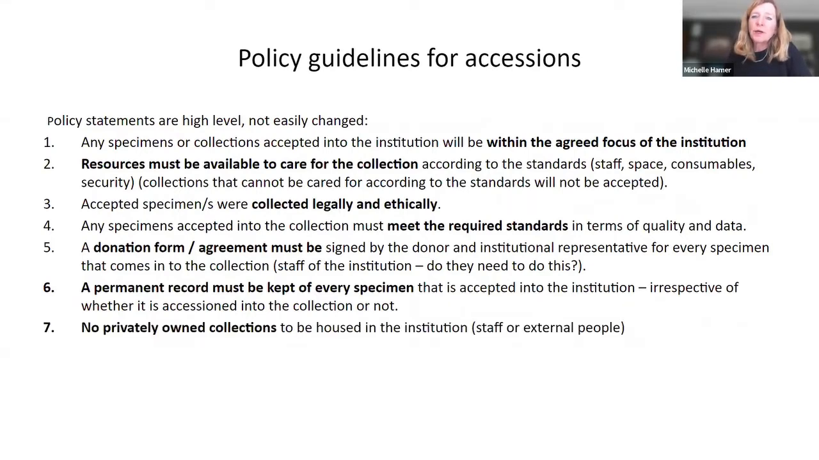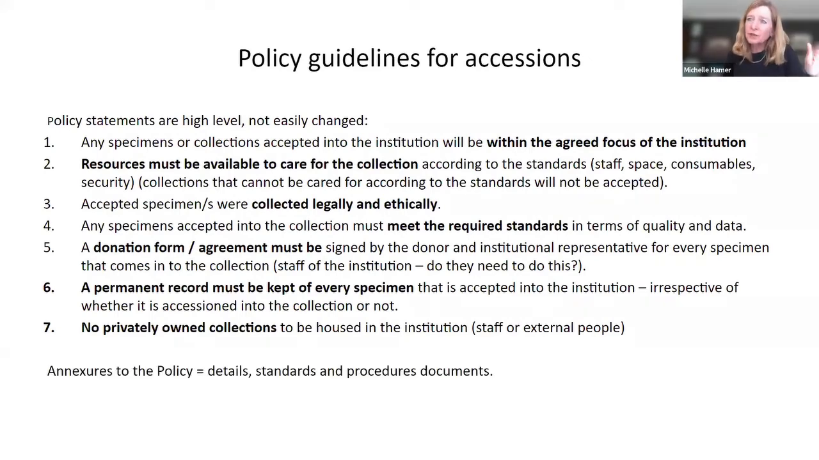And then the seventh point is that there should be no privately owned collections to be housed in the institution. And that might seem strange being here in the accessions policy, but it just means that you can't take in anything that belongs to a private individual, whether it's a staff member or somebody from outside the institution.